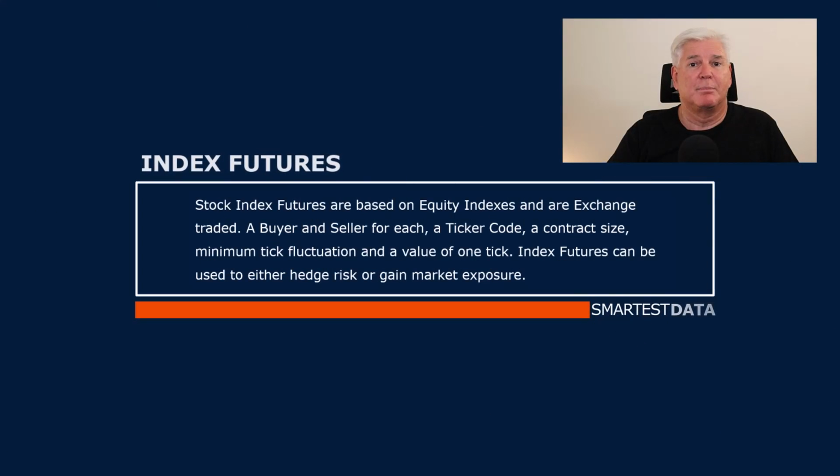Stock index futures are based on equity indexes and are exchange traded. A buyer and seller for each index, a ticker code, a contract size, a minimum tick fluctuation, and a dollar value of 1 tick. Index futures can be used to either hedge or gain market exposure.